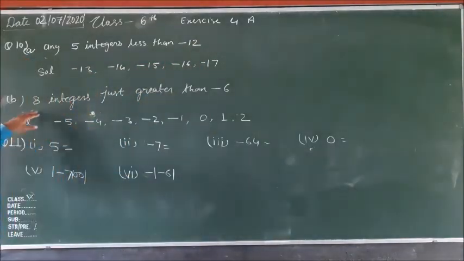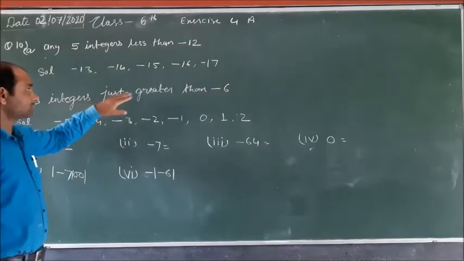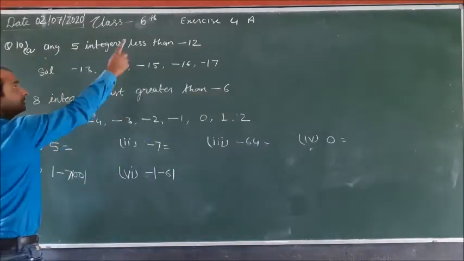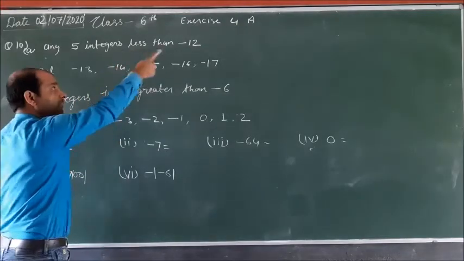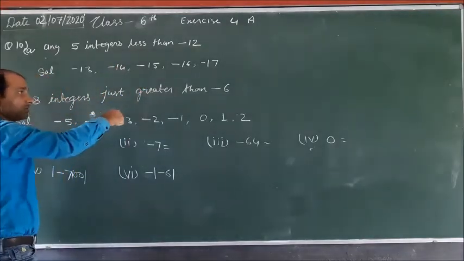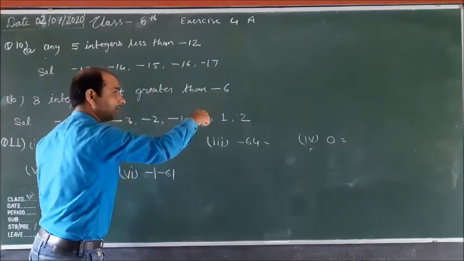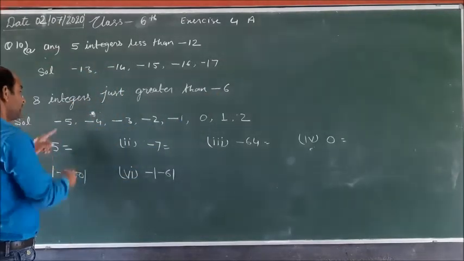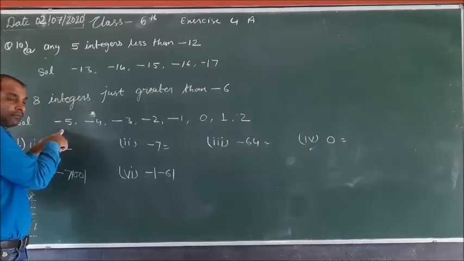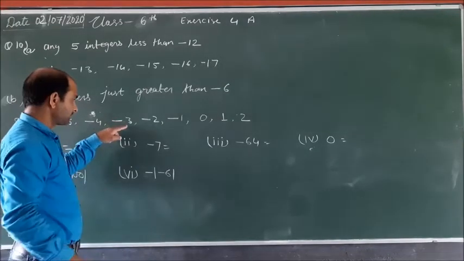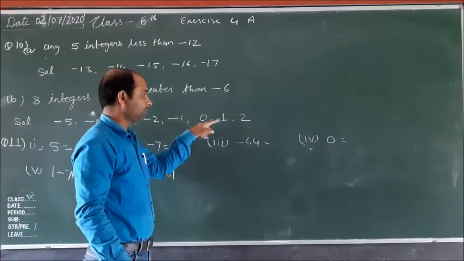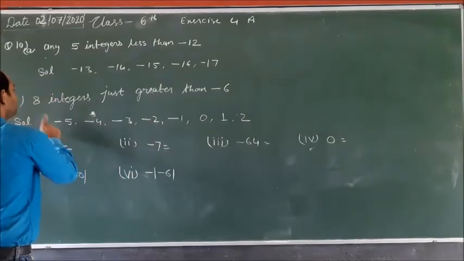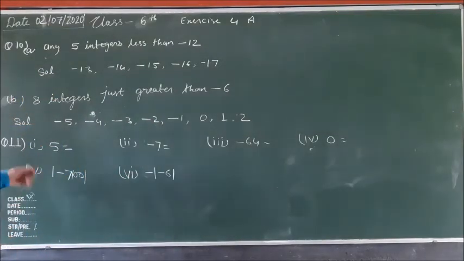Now the second part, 8 integers just greater than minus 6. In this question we write integers greater than minus 6, but in the previous question we wrote less than minus 12. So we increase toward the right hand side. Minus 6, minus 5, minus 4, minus 3, minus 2, minus 1, 0, 1, 2. 1, 2, 3, 4, 5, 6, 7, 8. Okay.